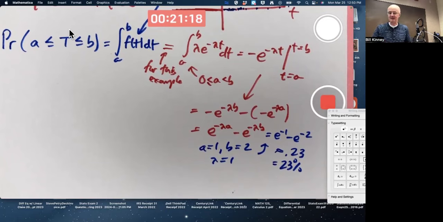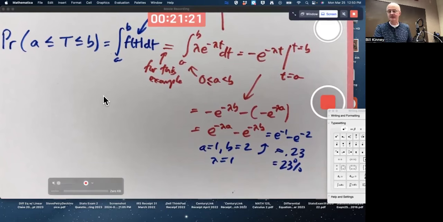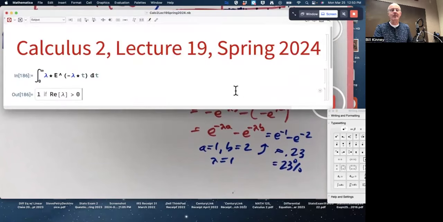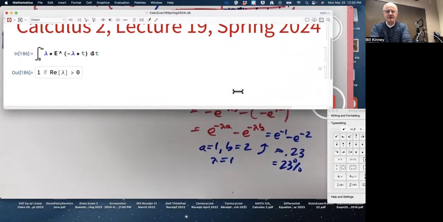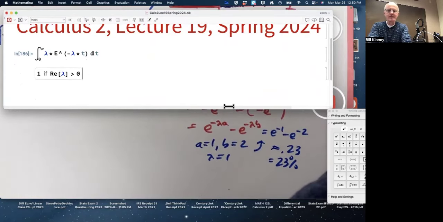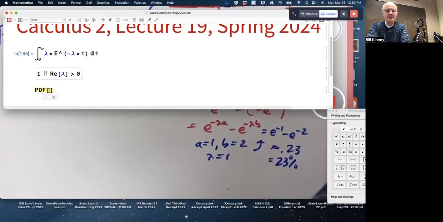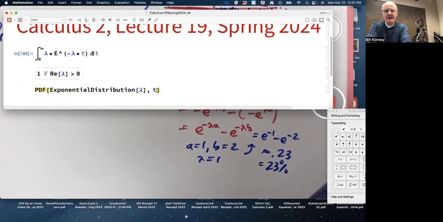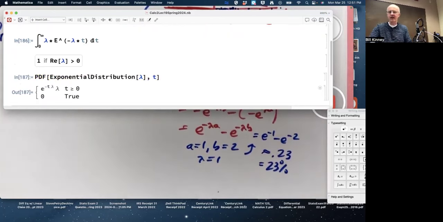Is that really right? We can simulate it and see if it seems right. We did this before too. First of all, to confirm the PDF, we could go PDF exponential distribution, square brackets, lambda, comma, t. This is going to confirm the formula right there. The True means effectively t is less than 0. It's the other condition. I don't know why it puts it in there as True. Ignore the True, it's just when t is less than 0.